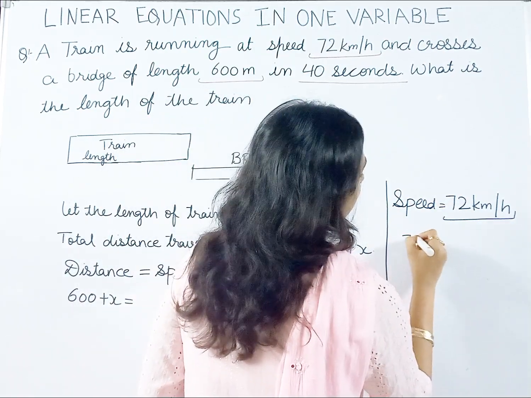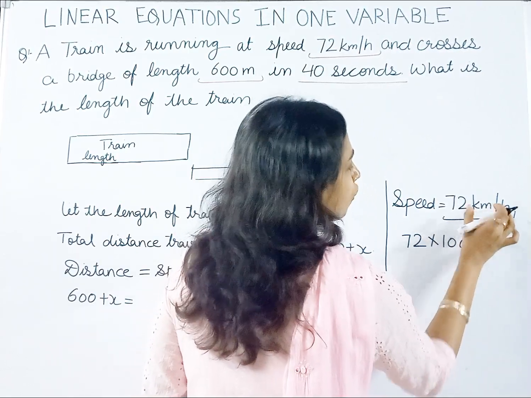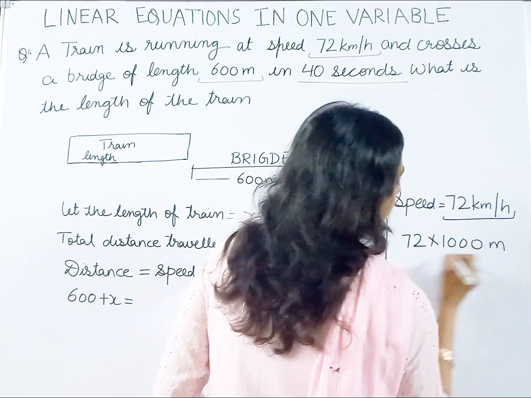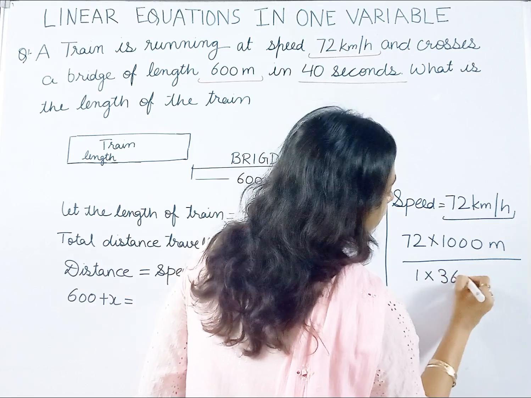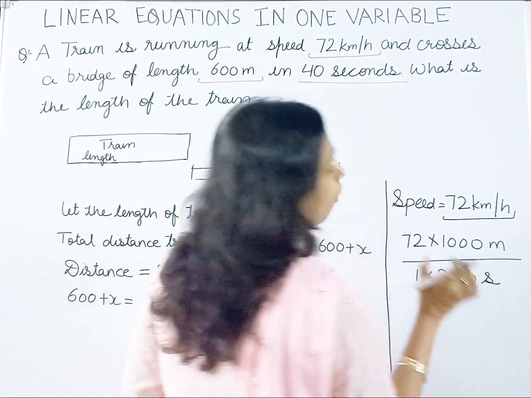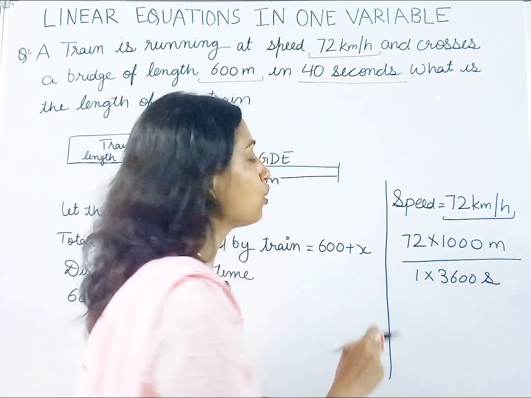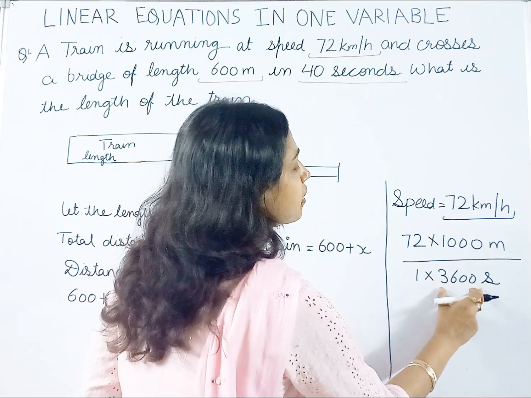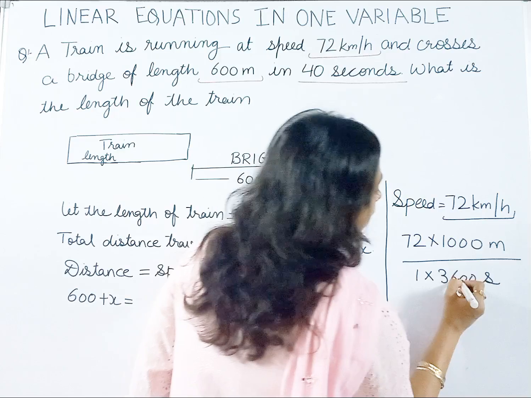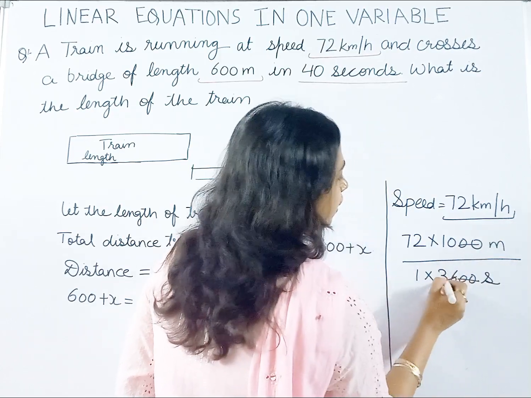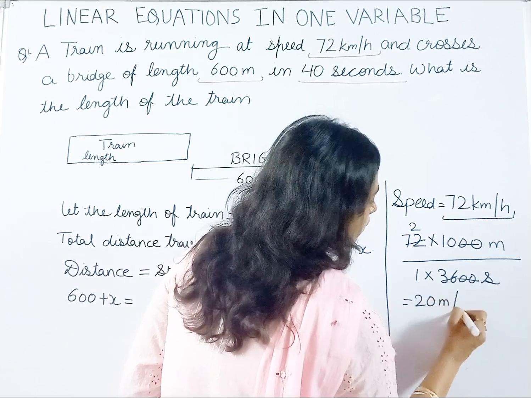We know that there are 1000 meters in 1 kilometer. So we will multiply kilometer with 1000, so this becomes meter, divided by 1 hour. And there are 3600 seconds in 1 hour, because there are 60 minutes in 1 hour and 60 seconds in 1 minute. So 60 into 60 is 3600. When we cancel these terms, 36 twos are 72, so the speed becomes 20 meter per second.